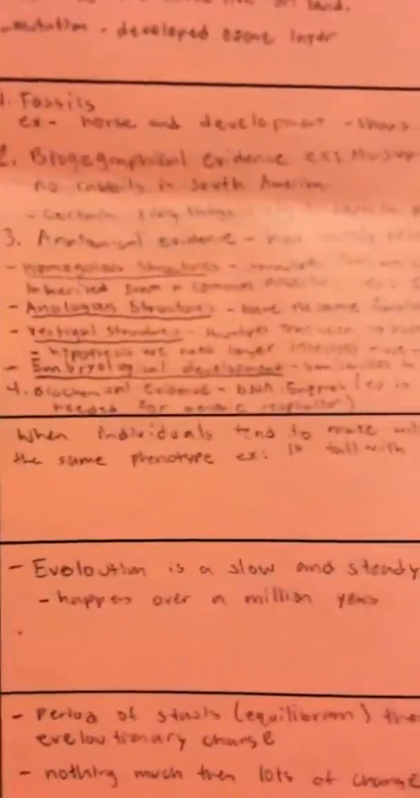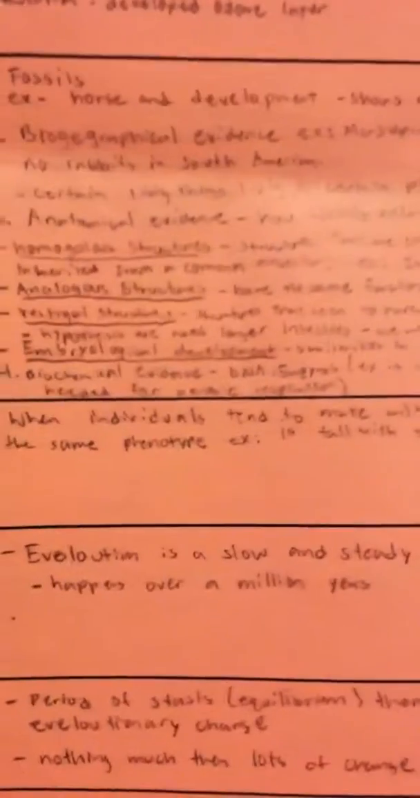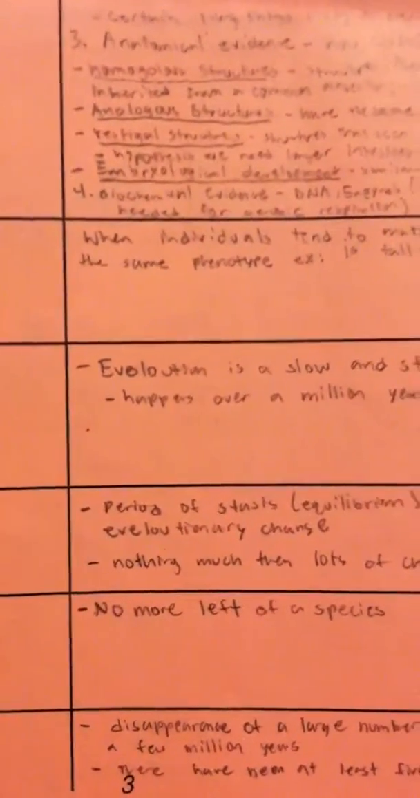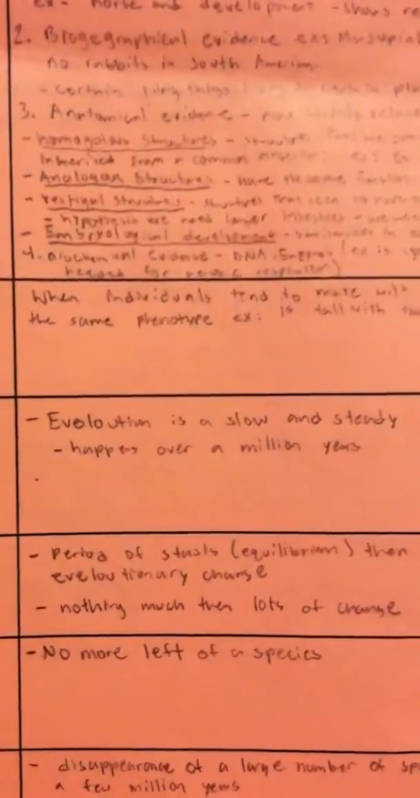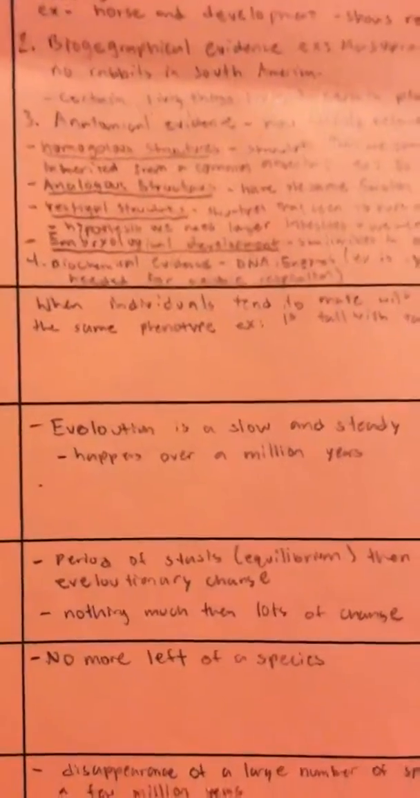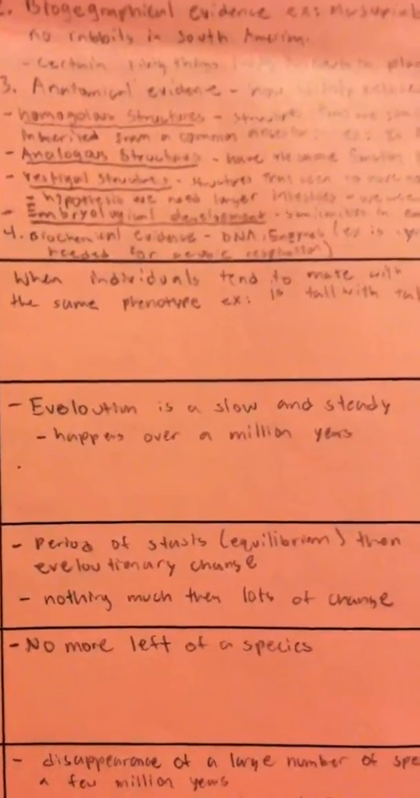Example, tall with tall. Evolution is slow and steady. Okay. Happens over 1 million years. Period of stasis, equilibrium, then period of evolutionary change. Nothing much, then lots of change.